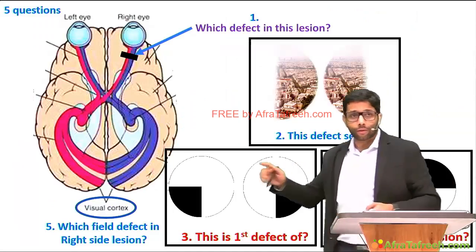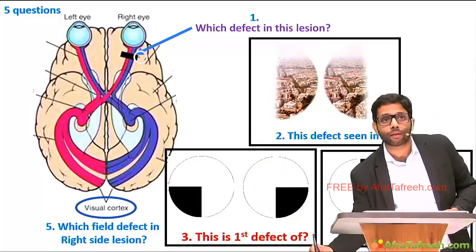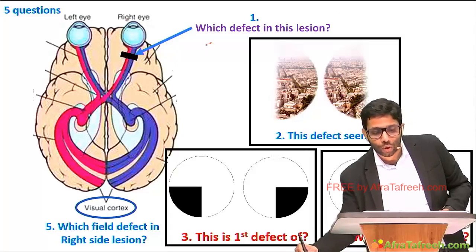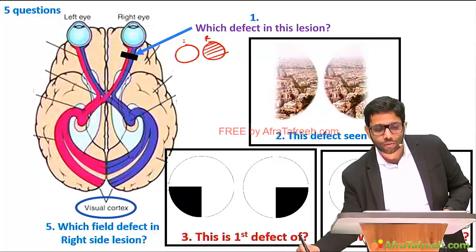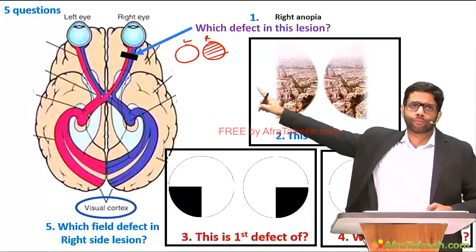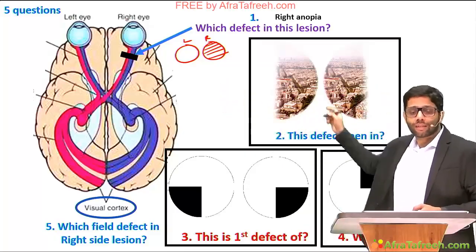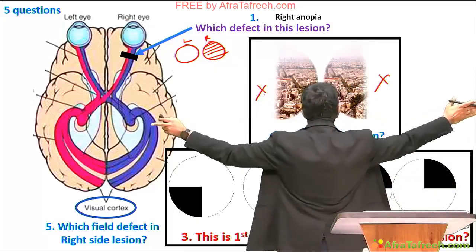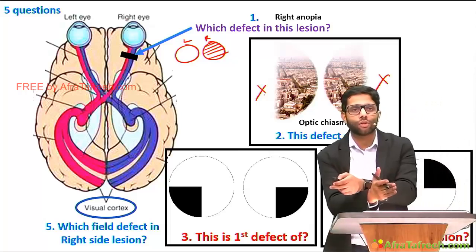Five questions from here. This is the right eye, this is the left eye. Right optic nerve transection lesion is there. So the patient will have total loss of the visual field of the right eye, right anopia. What is this? The patient can see in the nasal field. He cannot see temporal. Bitemporal hemianopia is seen in optic chiasma lesions because optic chiasma nasal fibers are crossing.